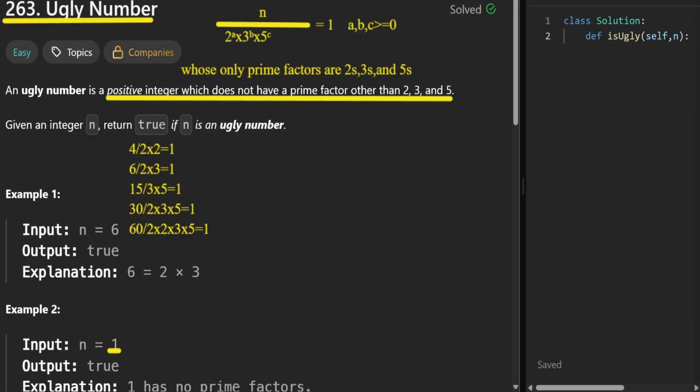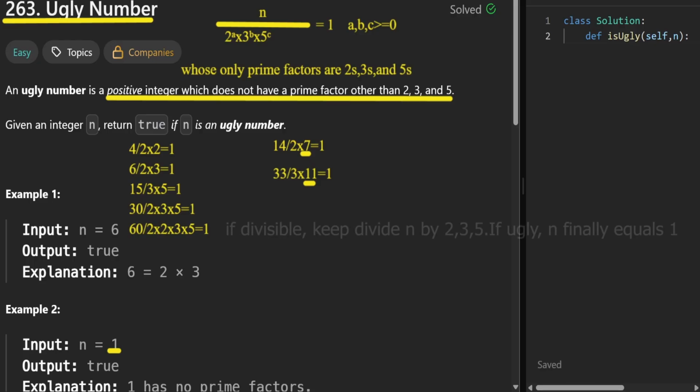Now, look at some other numbers that are not ugly because they have prime factors which are not 2, 3, or 5. 14 is not ugly because it has prime factor 7. 33 is not ugly because it has factor 11. Again, the rule is clear: an ugly number n has only factors 2, 3, and 5.